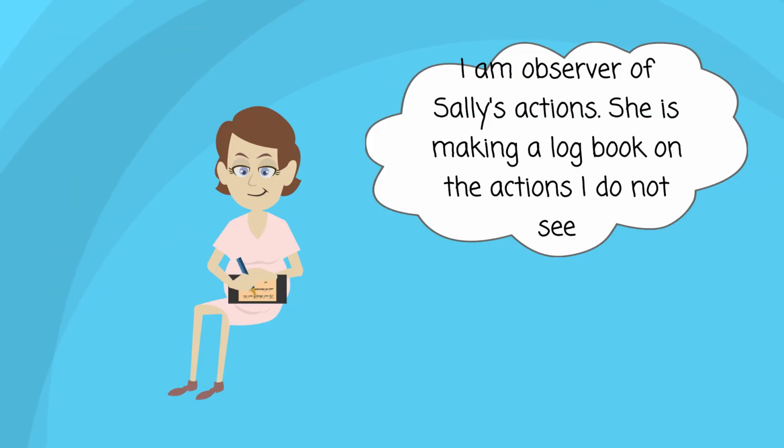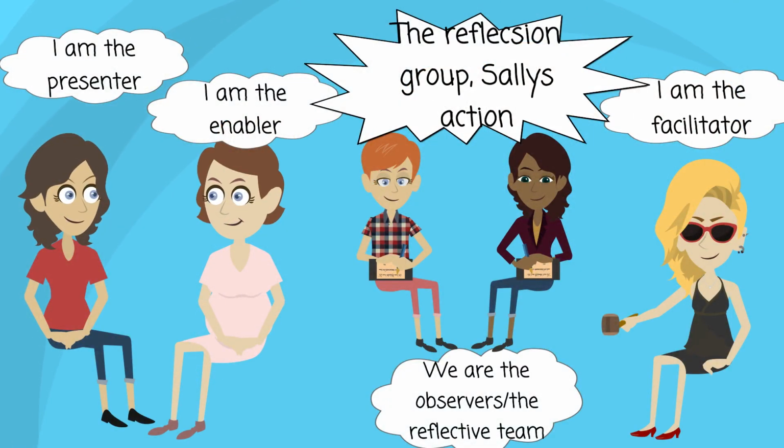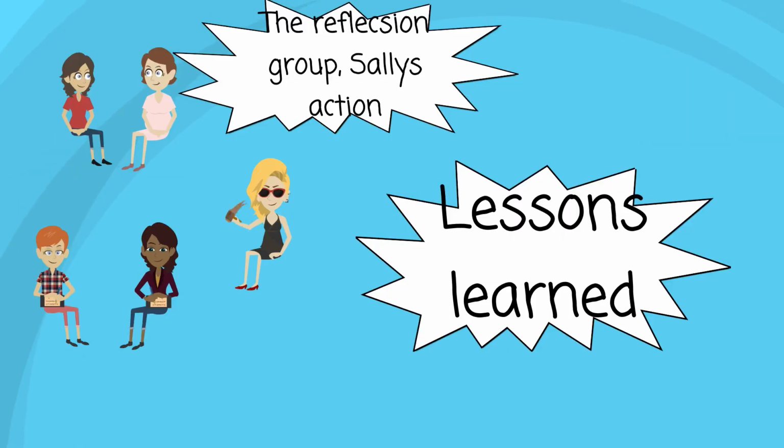One of Sally's colleagues is observer of Sally's actions. Sally is making a logbook as well, as the observer is not able to observe all parts of the action. The learning group setting is the same as before. Now they reflect on each other's actions. Here they reflect on Sally's actions. The process organizing the workshop went well. Many men turned up to the workshop.